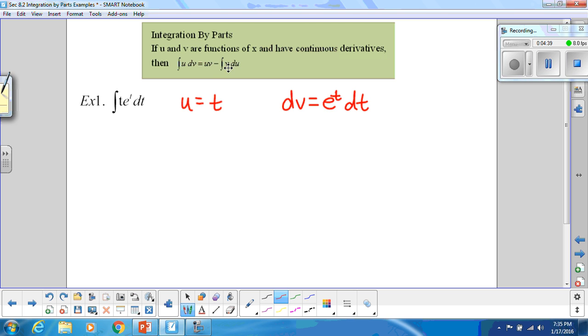If you notice in our formula, we need to know what u is and what v is, and then I need to know v and du. So I'm going to take what I designated as u and dv, and find du. I'm just taking the derivative of u, so the derivative of t is just 1 dt. Then to get v, I integrate both sides of my dv, so v is equal to e to the t. I'm not going to put a plus c here; at the end of our integration, we'll put a plus c. From here, we're just plugging into the formula. So here's our integral.